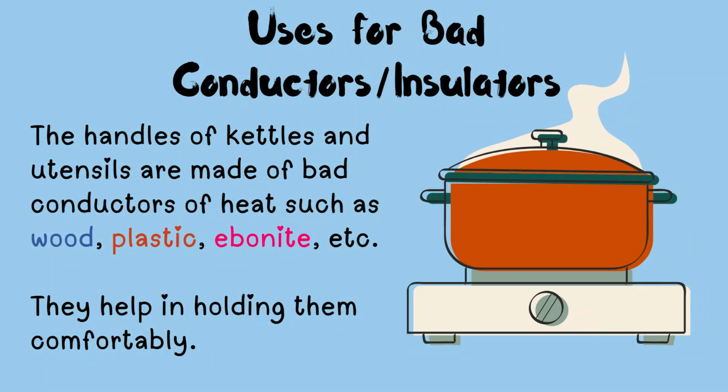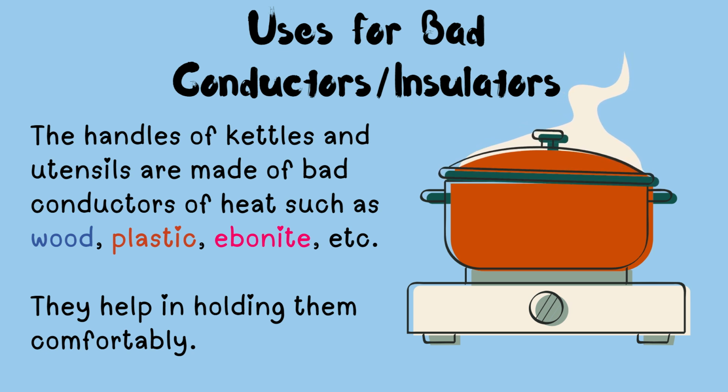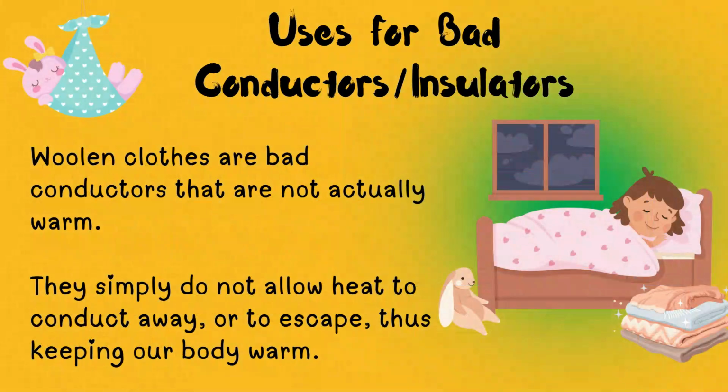Uses of bad conductors, or insulators. The handles of kettles and utensils are made of bad conductors of heat, such as wood, plastic, ebonite, etc. They help in holding them comfortably. Woolen clothes are bad conductors. They are not actually warm. They simply do not allow heat to conduct away or to escape, thus keeping our body warm.